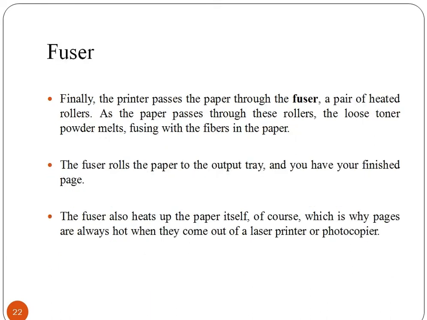The printer passes the paper through the fuser, where a pair of heated rollers exist. As the paper passes through these rollers, the loose toner powder melts and fuses with the fibers in the paper. The fuser roller rolls the paper to the output tray, and the fuser also heats the paper itself, which is why pages are always hot when they come out of a laser printer or photocopier.